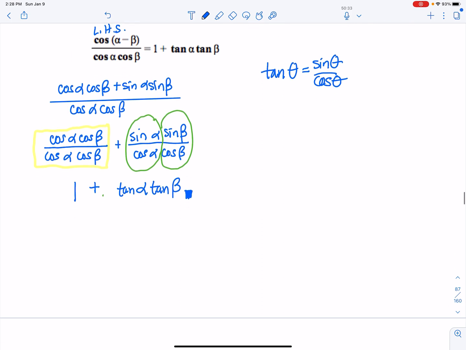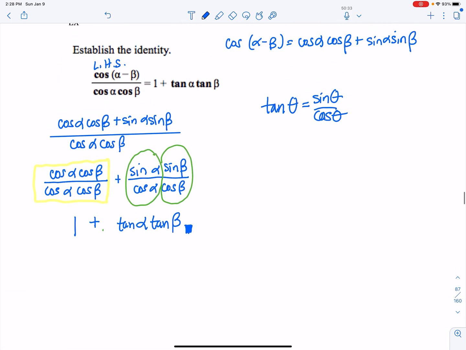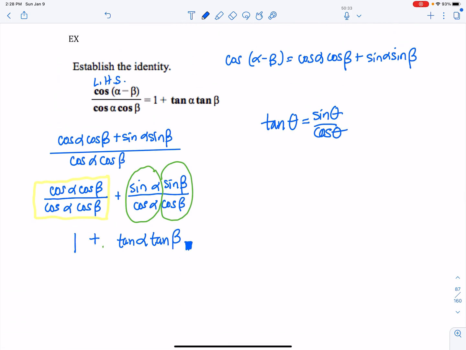Okay, just a word before I end this video here. Make sure that when you establish an identity, you only work on one side, not both. Just one side, and you're trying to make that one side look like the other side. So what you're trying to do is look at the more complicated side, see if you can use substitution in some manner to make it look like the right-hand side.